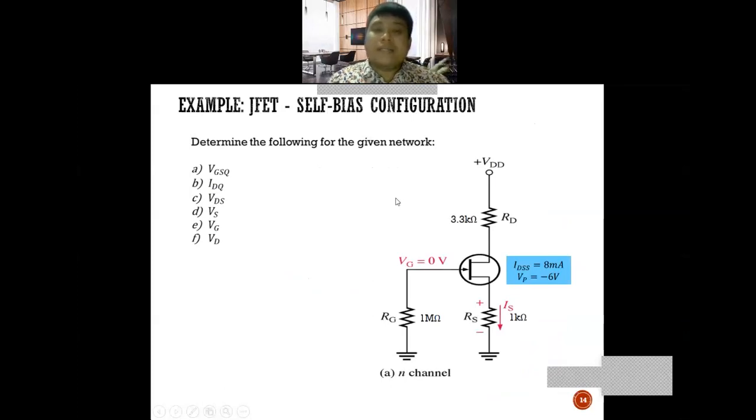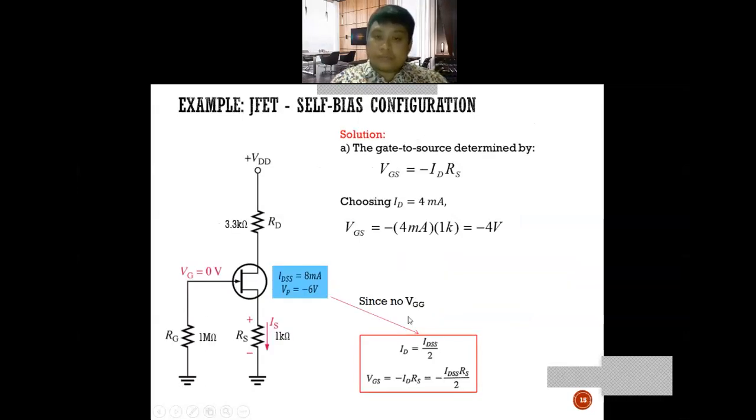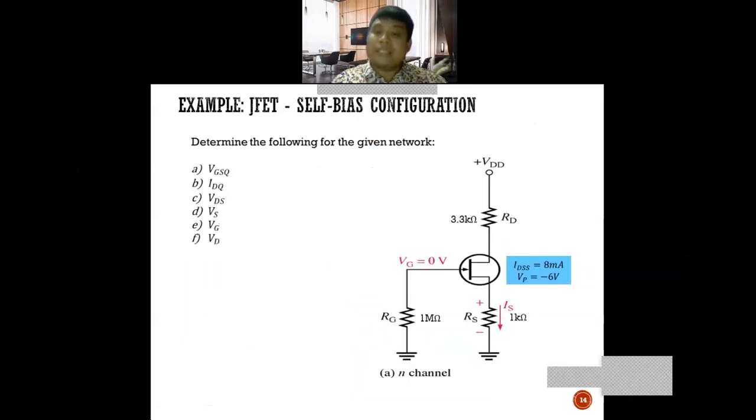Determine the following for the given network. VGSQ, IDQ, VDS, VS, VG, VD. From this, we know that VG equal to 0 volt. So automatically the voltage across RG can be 0 volt. But here RG has a number. So how to solve it? Determine the following for the given network. We need to find VGSQ, IDQ, VDS, VS, VG, VD.